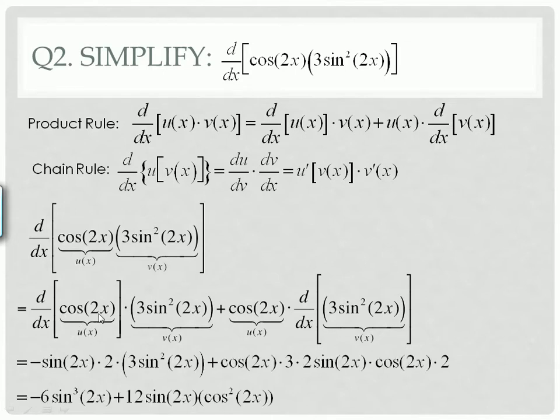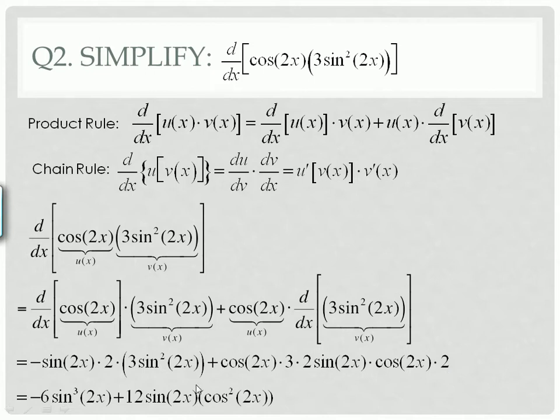So the derivative of cosine of 2x, you take the derivative of cosine is negative sine of 2x times the derivative of 2x, which is 2. So that's multiplied by my v of x plus cosine of 2x times the derivative of 3 sine squared 2x. That 3 as a constant just carries along. Derivative of sine squared would give me 2 sine of 2x. The derivative of sine is cosine of 2x, and the derivative of 2x is 2.